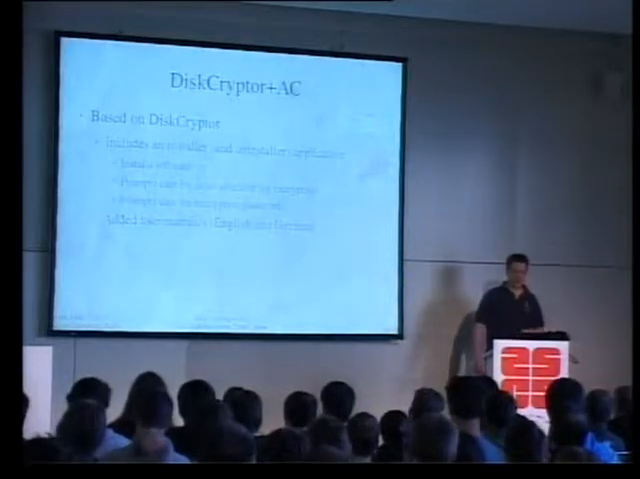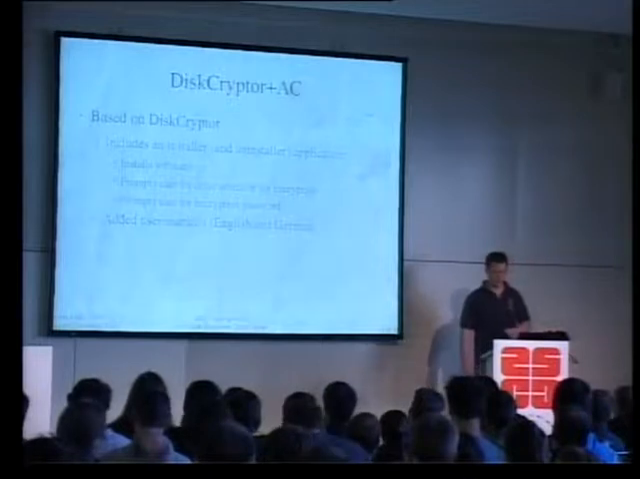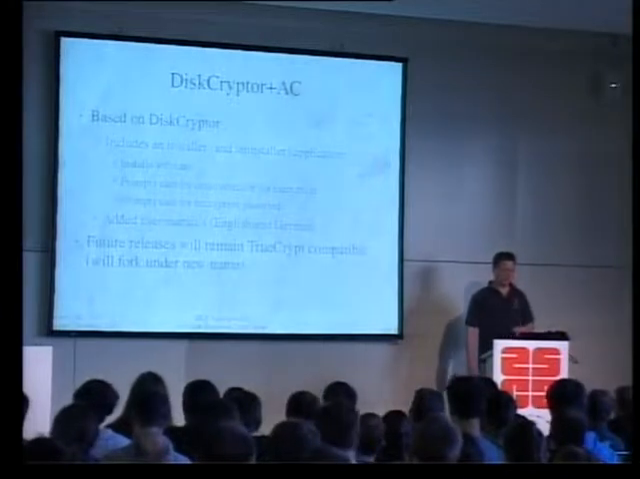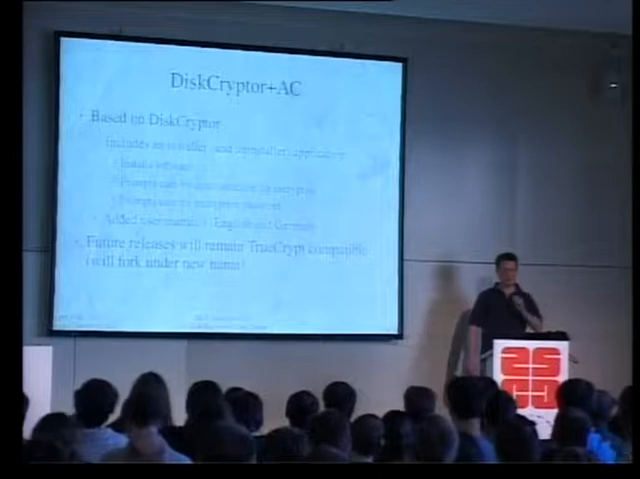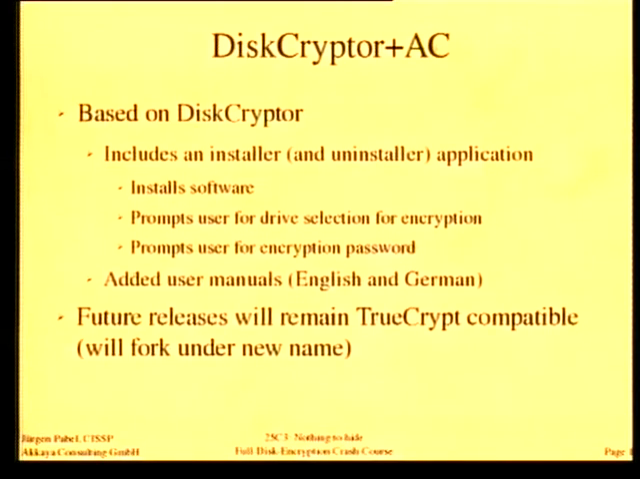We've also written some manuals, so that might be of some help for some. But because Descriptor itself decided to go away from TrueCrypt, we'll probably fork this under a new name. Descriptor +AC isn't really that sexy of a name, so we'll see where this goes.